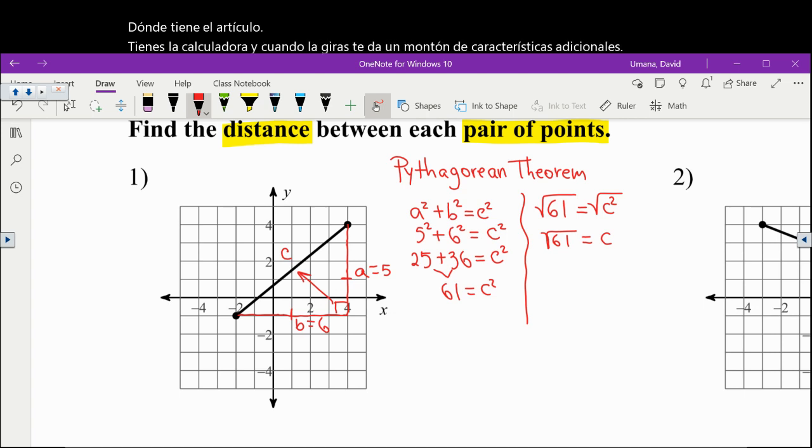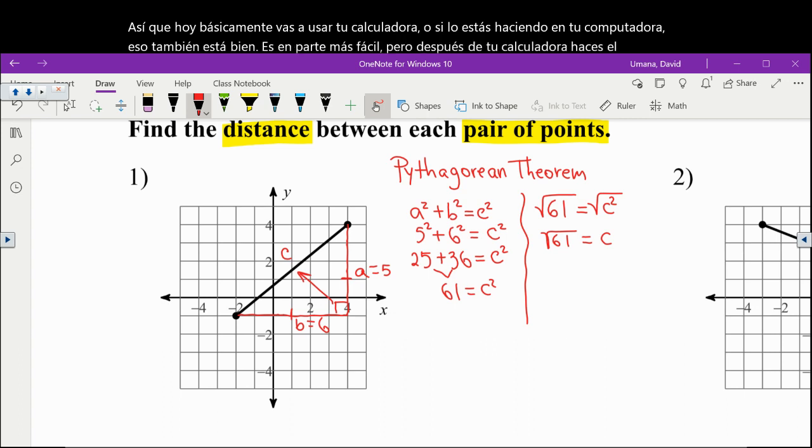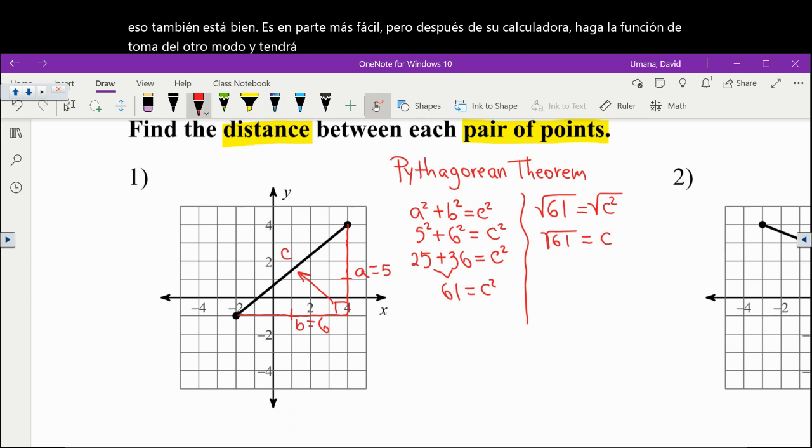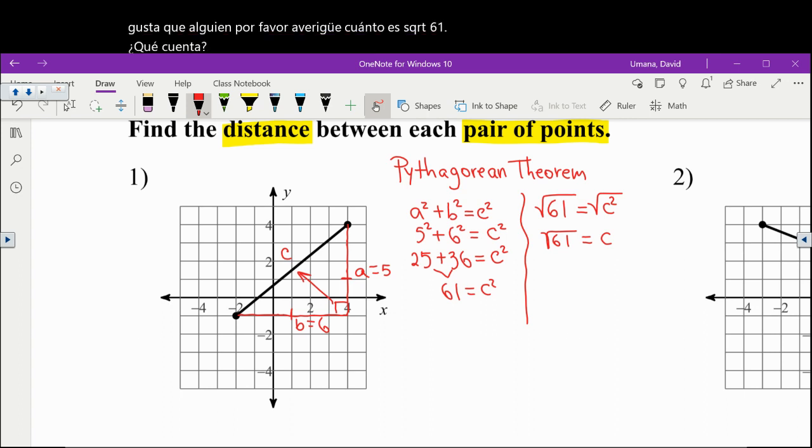So today, basically, you're going to be using your calculator, or if you're doing it off of your computer, that's fine as well. It's probably easier. But after your calculator, you do the auto rotate feature, and you're going to have the extra features. And what I'd like you to do is, I'd like somebody to please figure out how much is the square root of 61 with your calculator. That's what I just said.